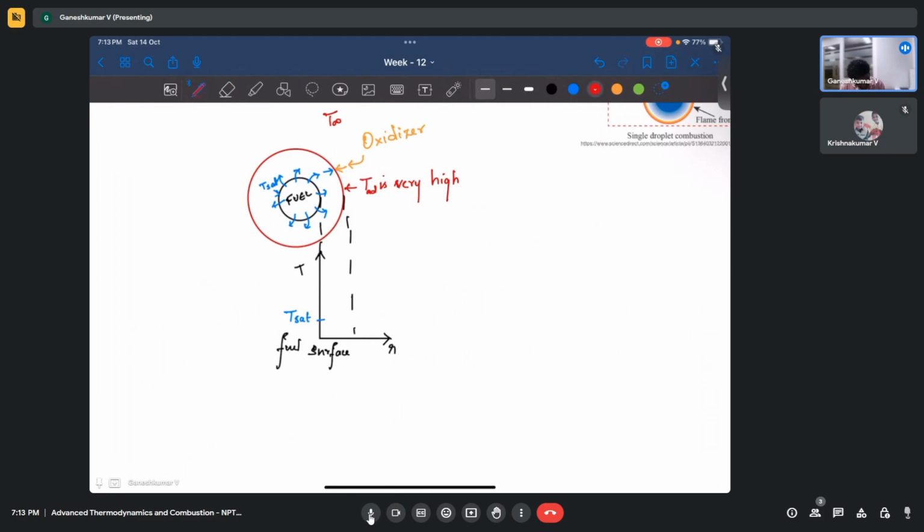Okay, so after some distance where the flame is, this is where the flame is, and at this point the temperature would be a little high. It will be T adiabatic, right? So what exactly happens is, you will have a temperature gradient from the flame surface to the fuel surface, and this actually gives rise to conduction, and because of conduction heat is going to come to the fuel surface, and that heat is going to be used for evaporating the fuel.